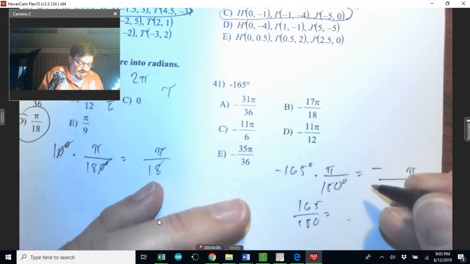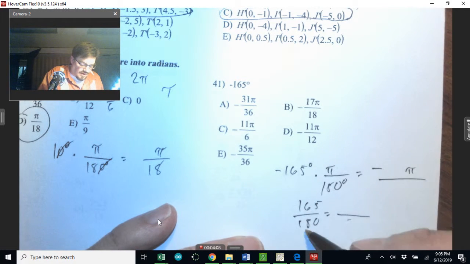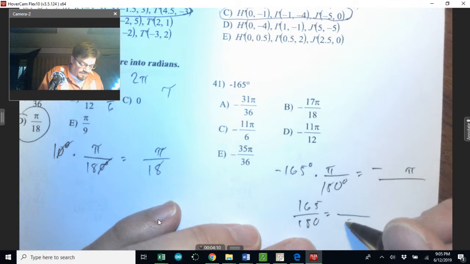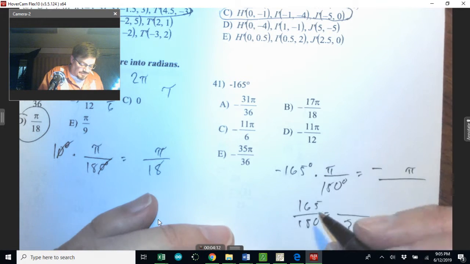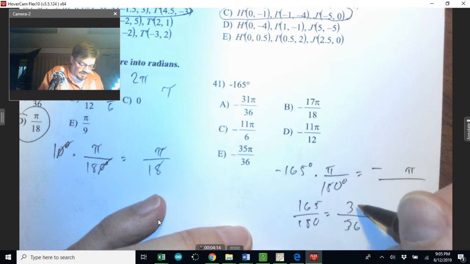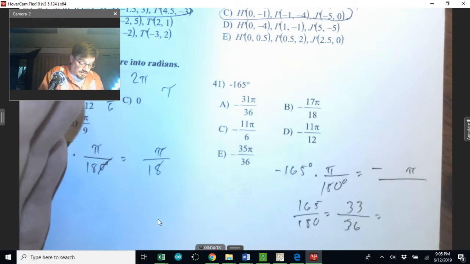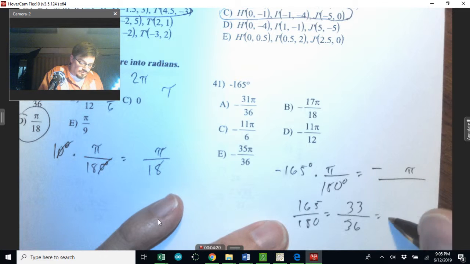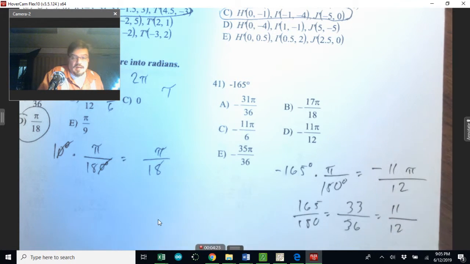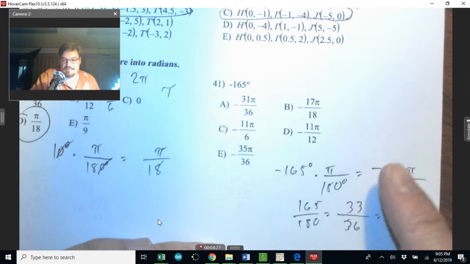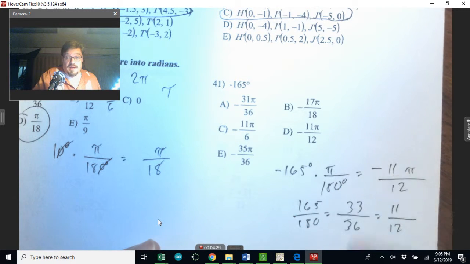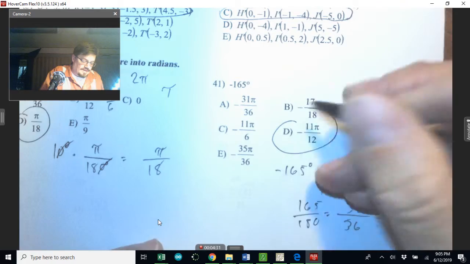So obviously 5 will go into all of it. So 5 will go into here, 5 3s, 36 times. 5 will go into here, 3 with 1 left over, 33. So 3 obviously will go into both of them, 11, and that's 12. So there you go, 11 over 12, negative in the negative direction, pi. All right, that's D.